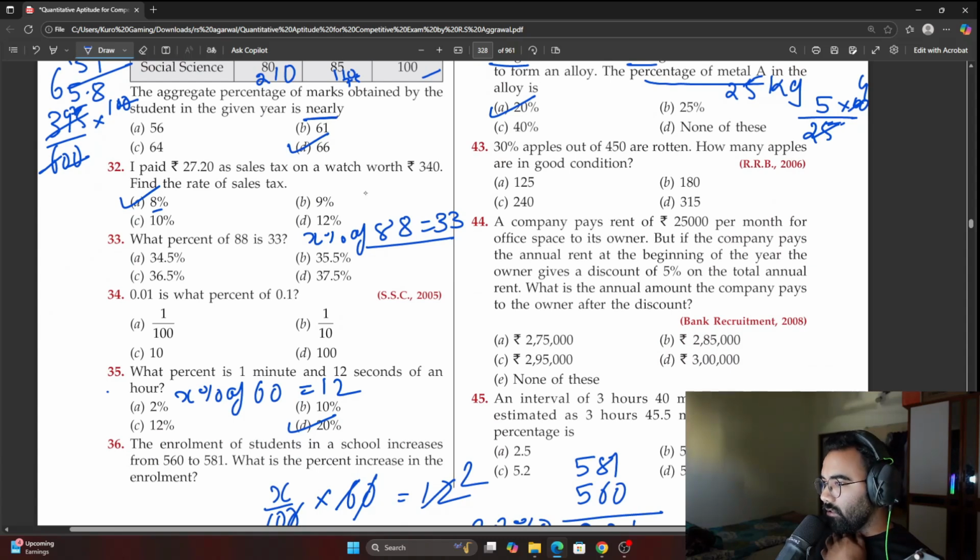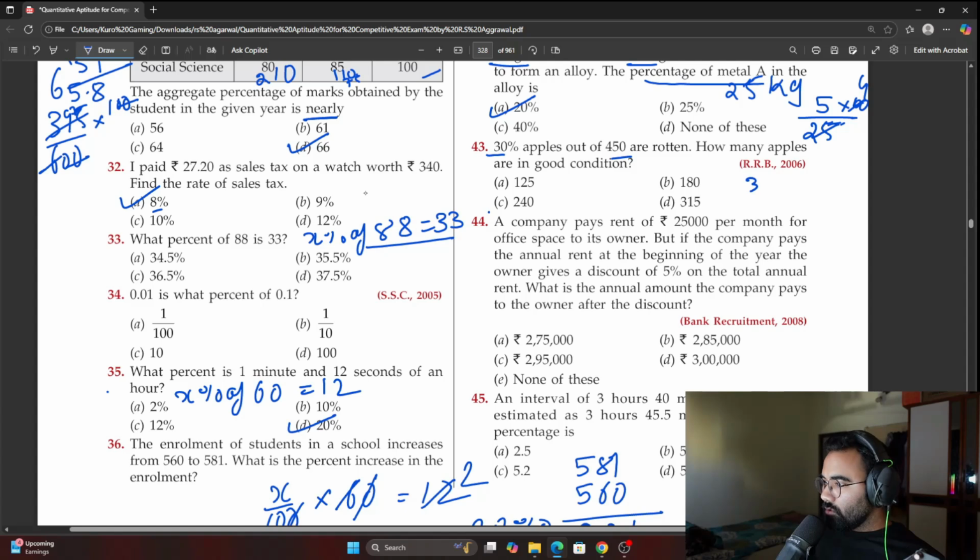Next, 43. 30% of apples out of 450 are rotten. How many apples are in good condition? Okay, so I'll simply just calculate 30% of this and then subtract it from 450, because only 30% are rotten, so the rest will be in good condition.